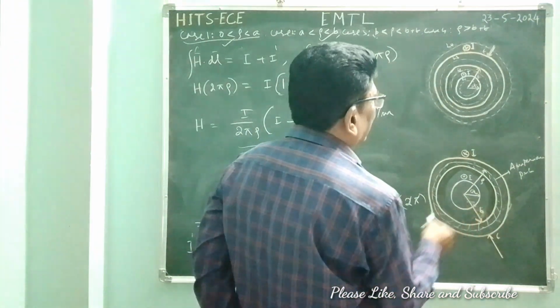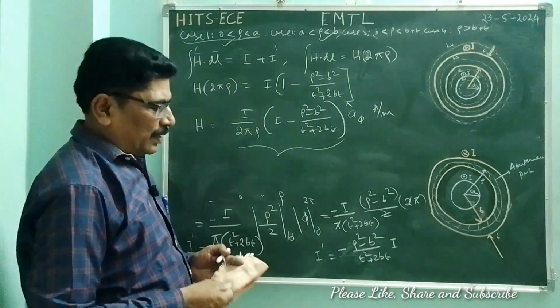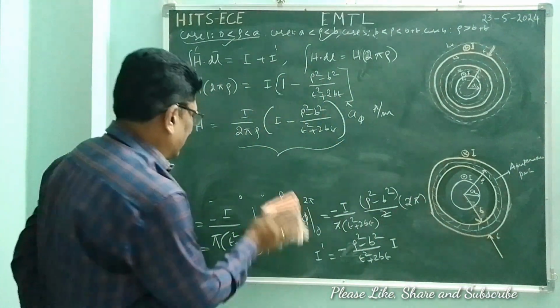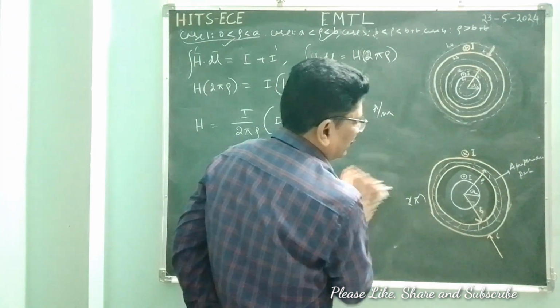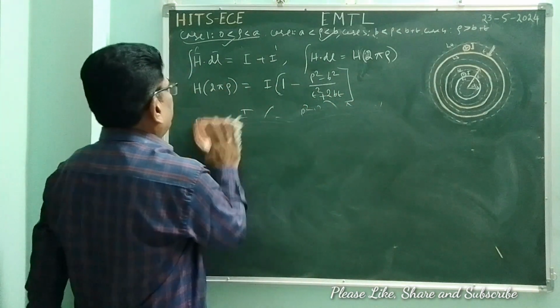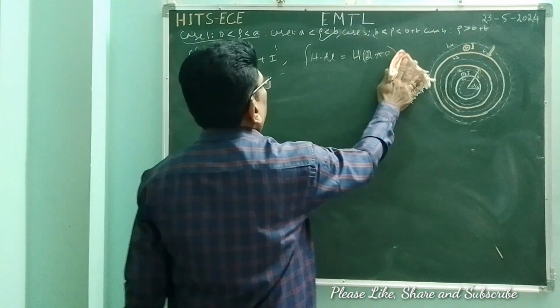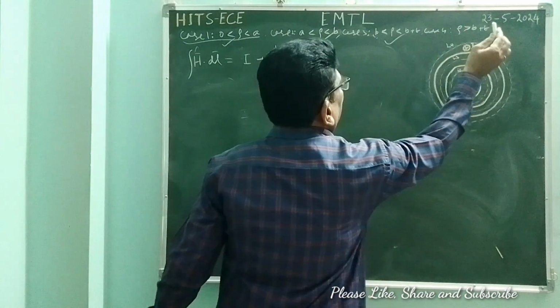For L3, this is the diagram corresponding to L3. And for L4, it will be 0. I will tell you how it is 0. So this third case is also over.